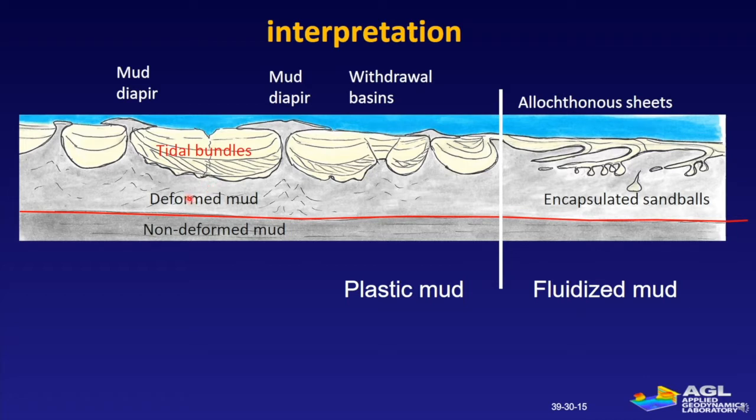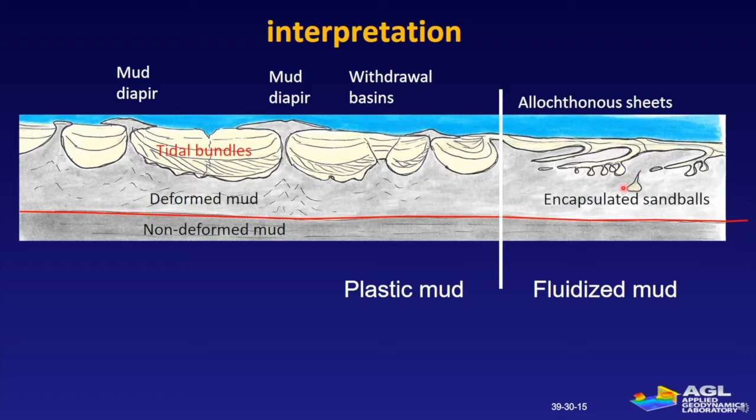Underneath, the mud is pale or rusty coloured, as distinct to the very black mud beneath. The pale or rusty mud is also strongly deformed, and the sharp line between the deformed mud and the non-deformed mud is very striking. Further off to the north, the behaviour changes, and we see the allochthonous sheets and encapsulated mini basins or sandballs collapsing down through the mud.